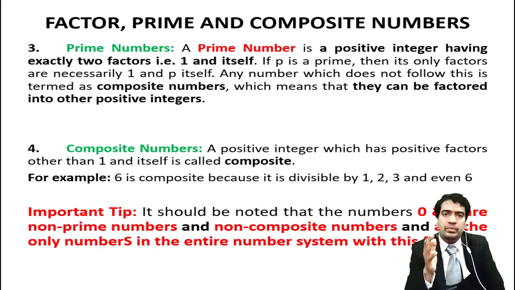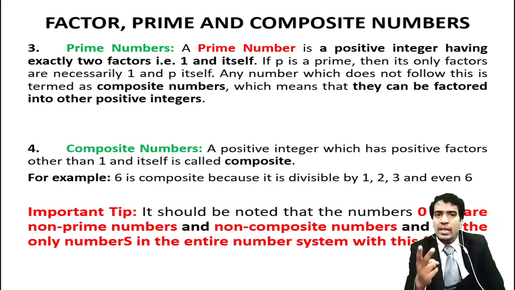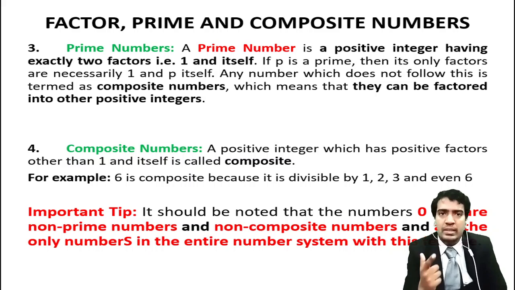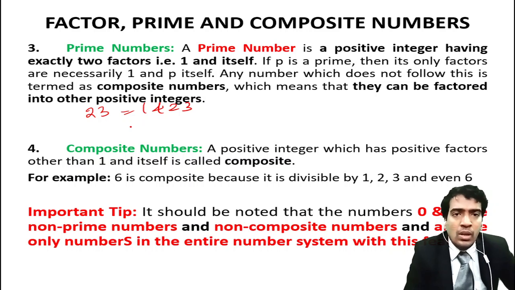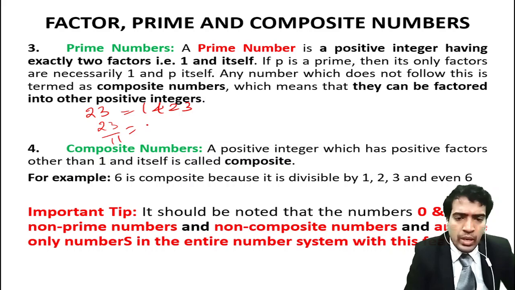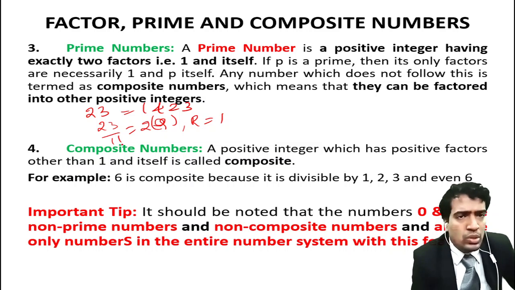What are prime numbers? In mathematics, a prime number is any positive integer having exactly 2 factors, 1 and itself. Suppose I take the number 23, you cannot divide 23 by any number other than 1 and 23 without leaving a remainder, that is having a remainder 0. Let us take an example. Let us divide 23 by 11. 11 2s are 22. So this gives an answer 2, which is the quotient, and the remainder is 1. So this is not exactly divisible. So 11 is not a factor.